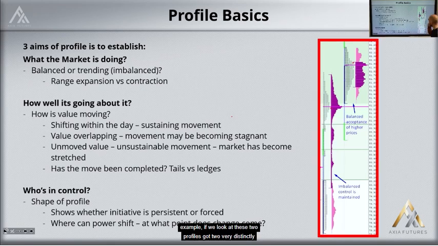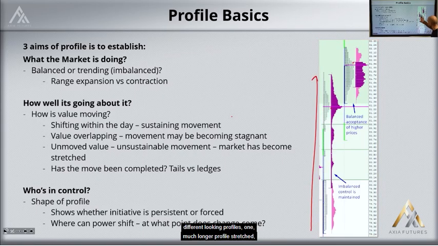Take here, for example, these two profiles. They look very distinctly different. One is a much longer, stretched profile with little pockets of low volume within it. This is an imbalanced, trend-looking market, followed by a balanced market. So you can start to combine these to understand what the market's doing.